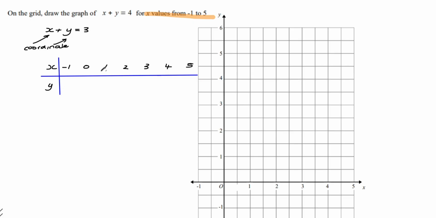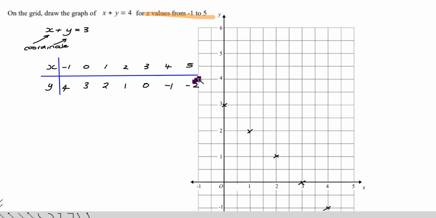I'm just going to start when x is 0. Well, if x is 0, 0 plus 3 makes 3. So when x is 0, y is 3. When x is 1, y must be 2 because 1 plus 2 makes 3. When x is 2, y is 1, etc. Okay, and you can continue on your table. Once again, you're going to see that it's going to be a straight line, and if it's not a straight line, then there's been an error in your working, so just go back and check your working.